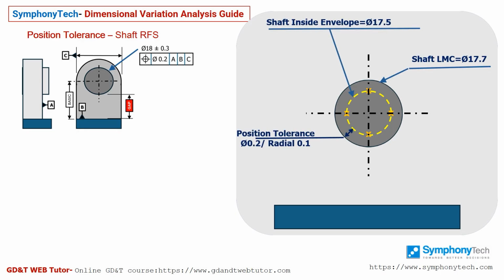The inner boundary envelope will shrink diametrically by 0.2. The size of the smallest inner envelope of the shaft is thus diameter 17.5. The gap measured with this envelope will be the largest possible gap.